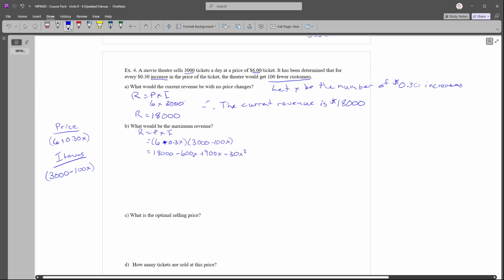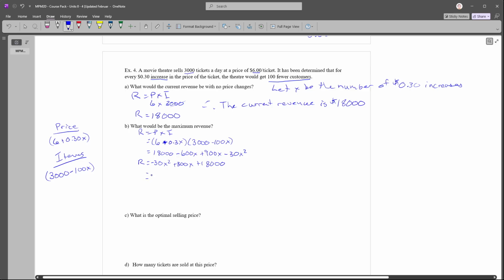Now we're going to rearrange. So we have negative 30x squared. And now we're going to combine our x's. So we have negative 600x plus 900x. That gives us plus 300x plus 18,000. Okay, we finally have a starting relation. But now what we're going to do is we're going to use our completing the square to actually put it into vertex form so we can use it for this question.